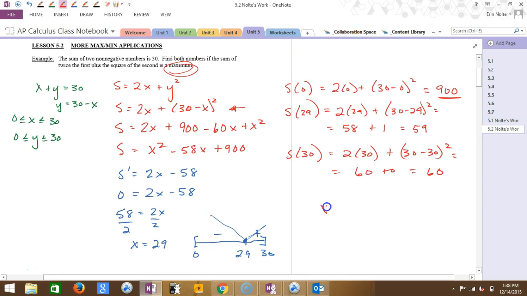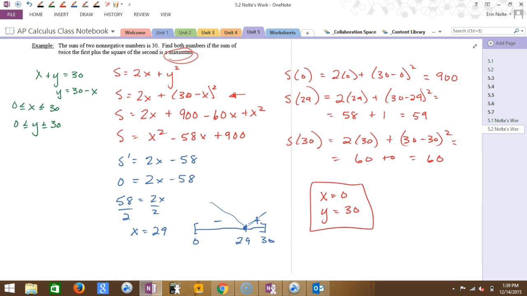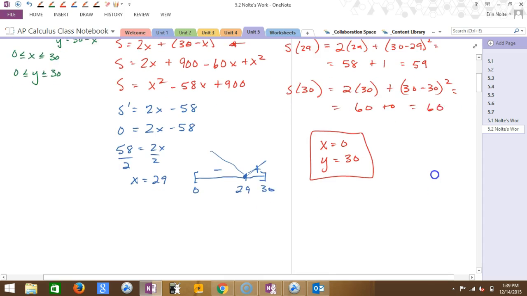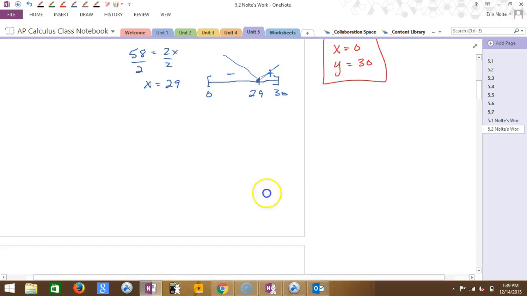So we would say the x would be 0, and then if I go back to my green equation to find the y value, that would make my y value 30. So 0 plus 30 is 30, and then the sum of the first plus twice the second will give you a max of 900 there. Okay, so that is the slight difference in this section versus the last section. You're going to have to use those critical values and the endpoints, those domain restrictions.